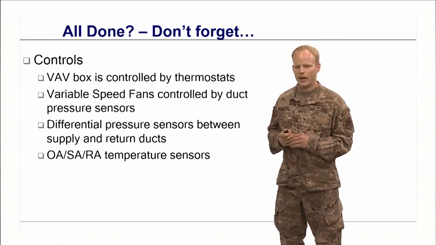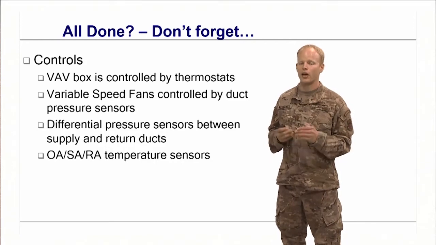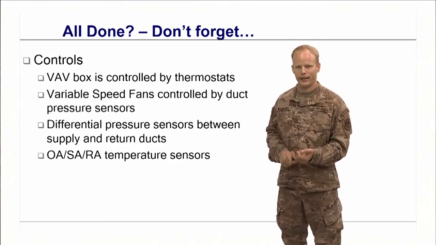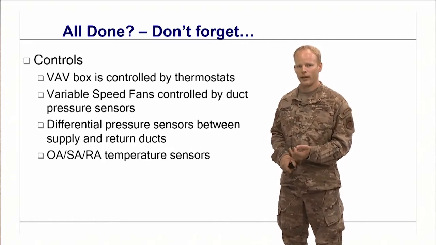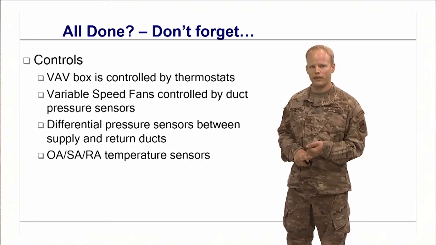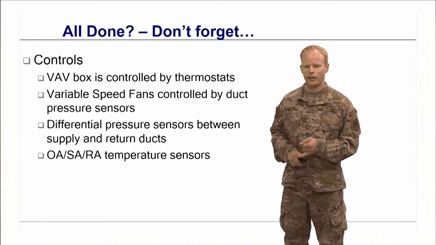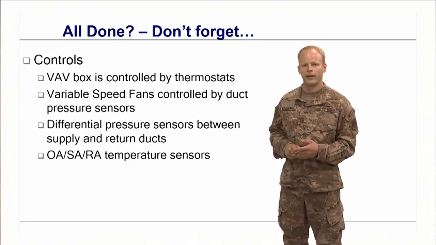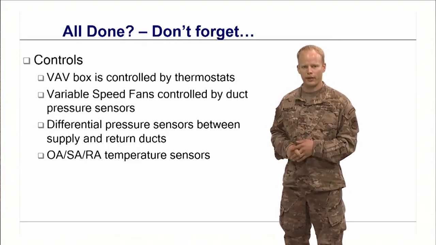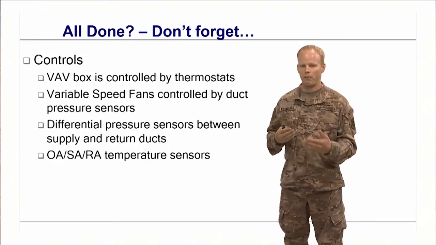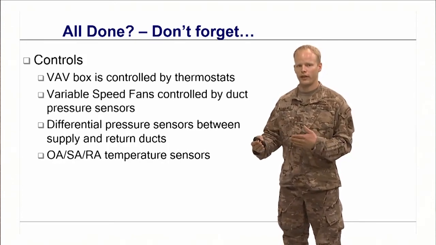So our VAV boxes, our variable air volume boxes, are controlled by thermostats. So in each room, you're going to have a thermostat. In every zone, there'll be a thermostat. There's going to be pressure sensors in the duct. We control our variable speed fans based off of static pressure sensors located inside the duct runs. And then we have differential pressure sensors between the supply and return ducts. And this is how we manage the pressurization of the building.